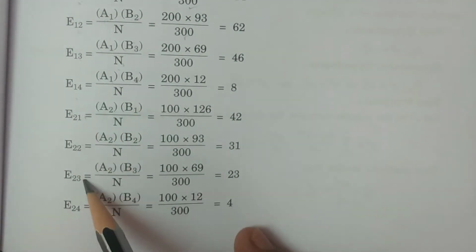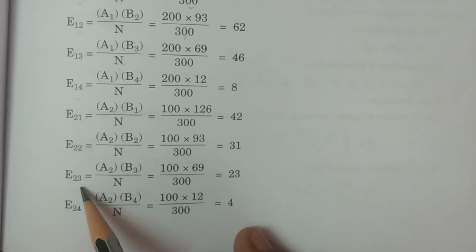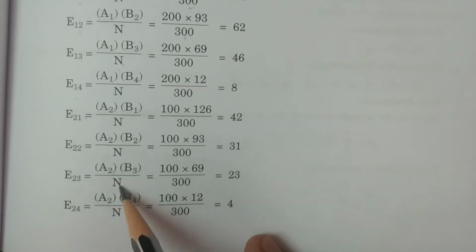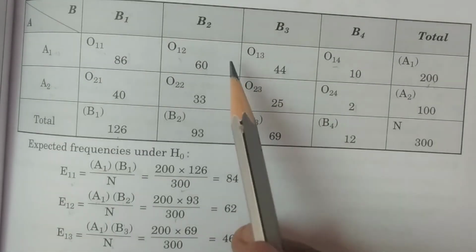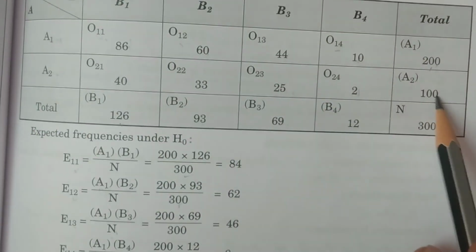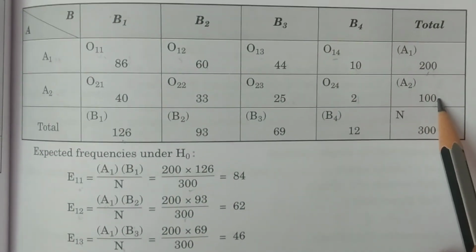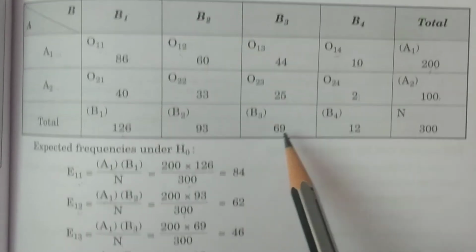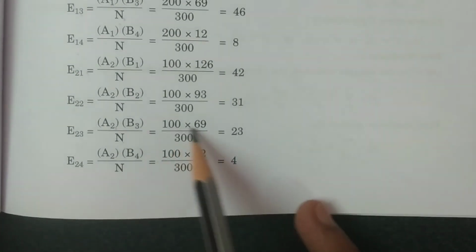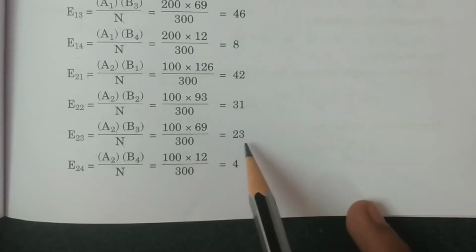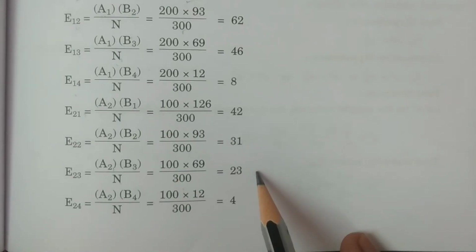E21, 22, 23, 24. For example, E23 equals A2 times B3 divided by N. What is A2? A2 is 100. And B3 is 69. 100 into 69 divided by 300 is equal to 23. So this is the way you have to calculate all expected frequencies.